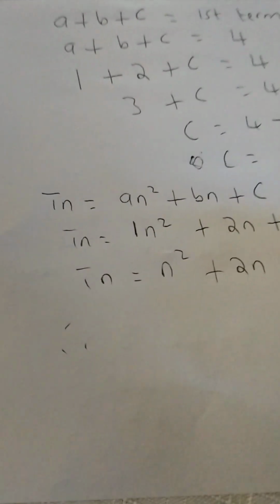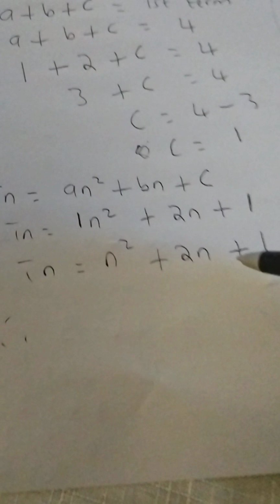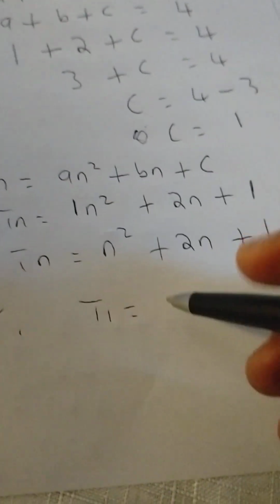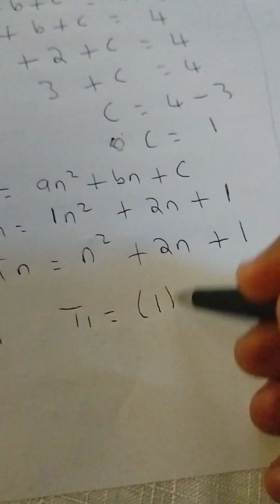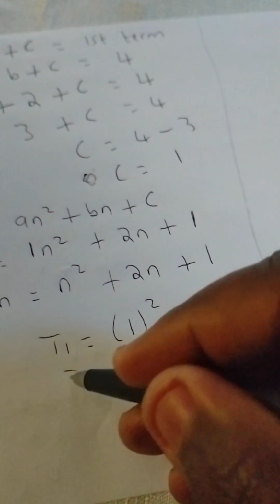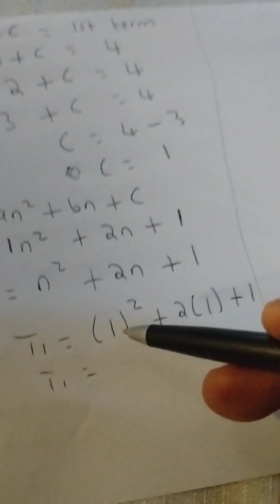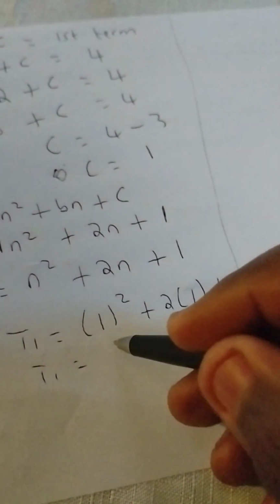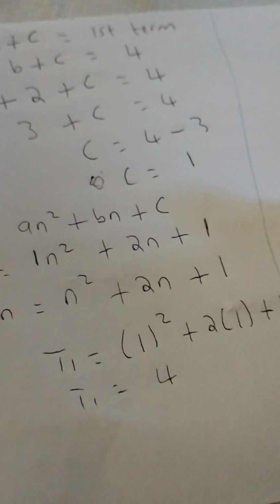I always tend to prove whenever I have time in the exam. Let's say I'm done with an hour to spare, I can go and test. For example, if my Tn is like that, will this correlate to my sequence? Let's find T1 using the same Tn. Wherever I see n, I'm going to put 1. So this will be 1 squared plus 2 times 1 plus 1, which is 1 plus 2 plus 1, giving us 4. So our T1 will be 4, which is the same as our T1 in our sequence.